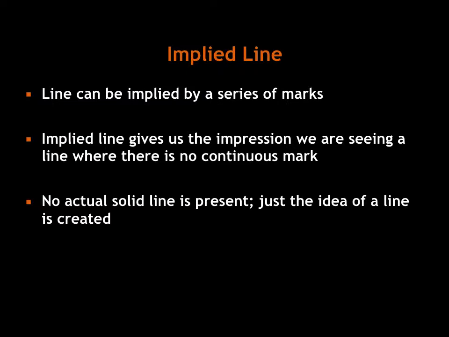Now that we can see different things that lines can do, we need to clarify what kind of lines we are looking at and what they are called. Implied line is a line that isn't actually a continuous mark, but rather a line that is suggested by the sequential arrangement of different elements within the visual space.